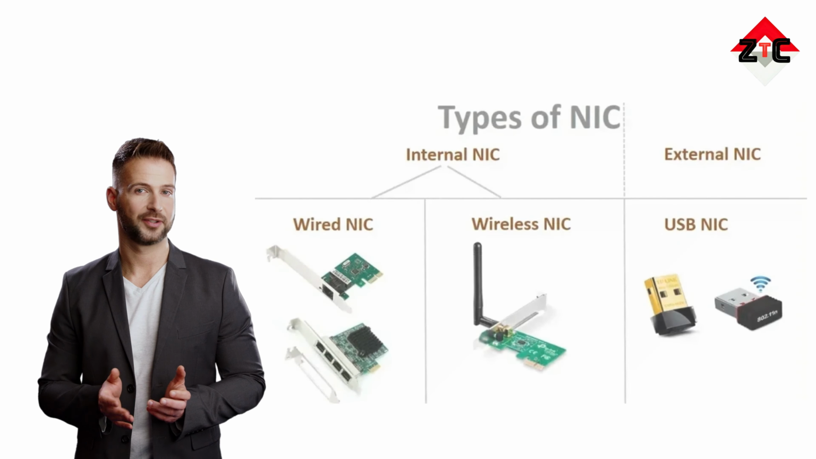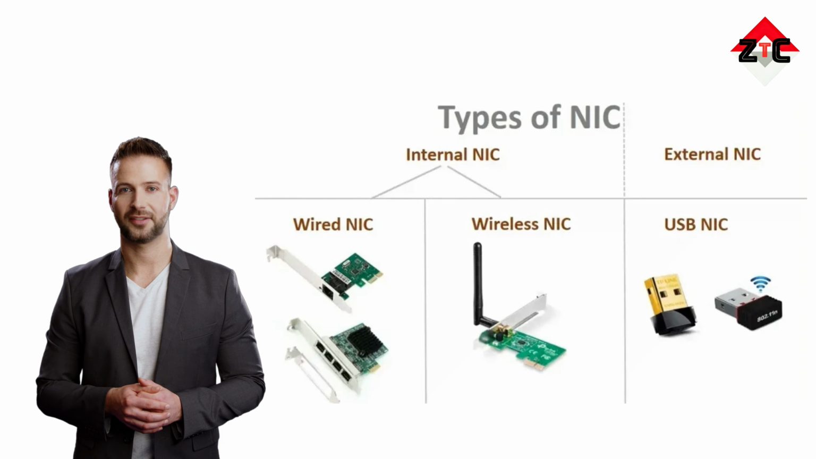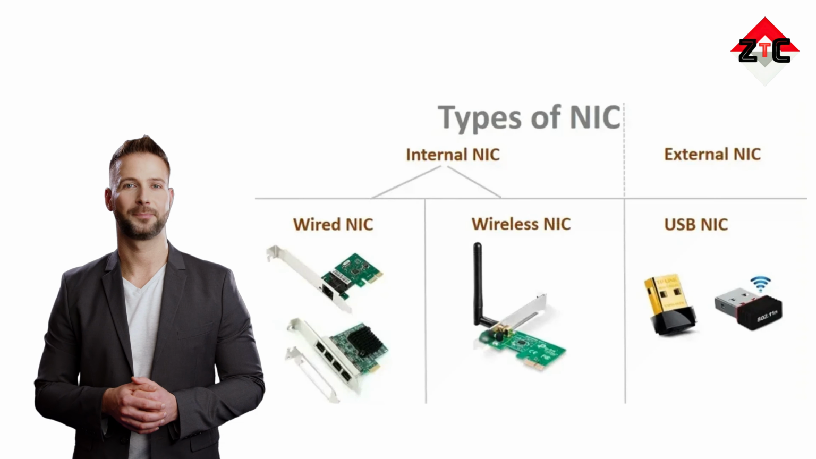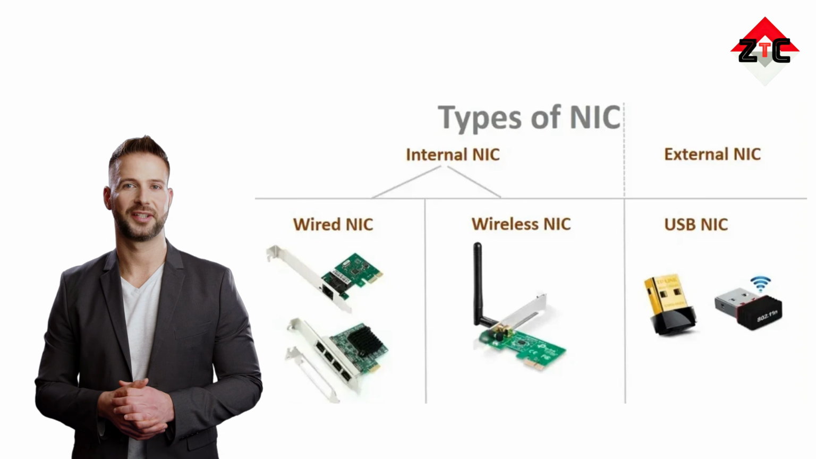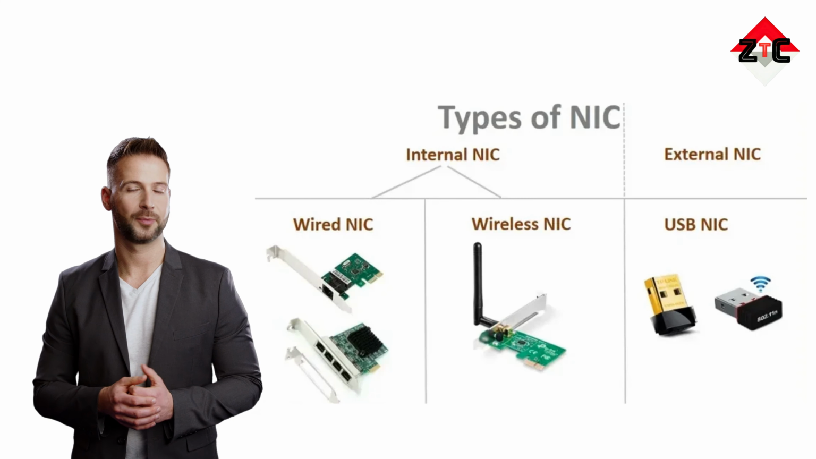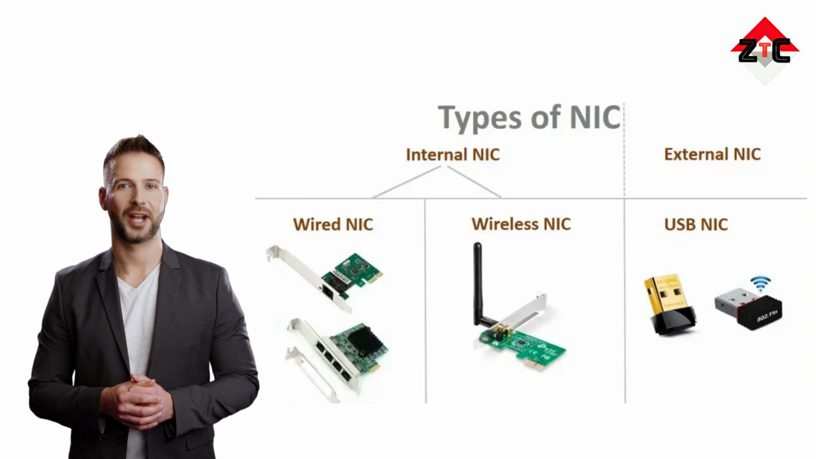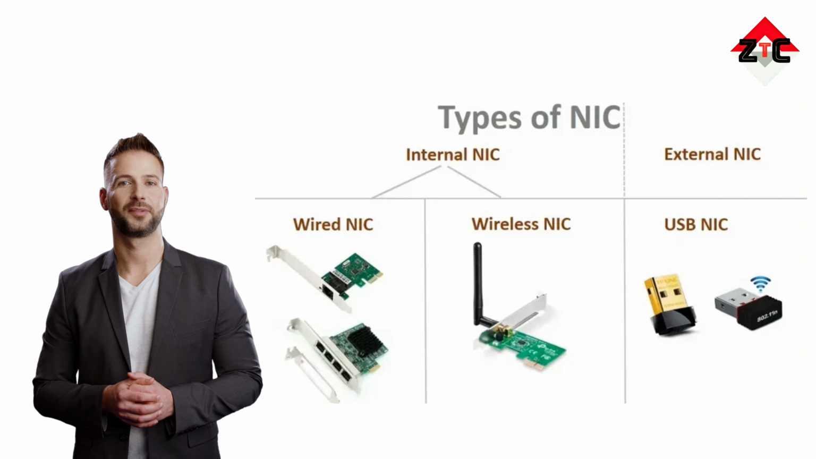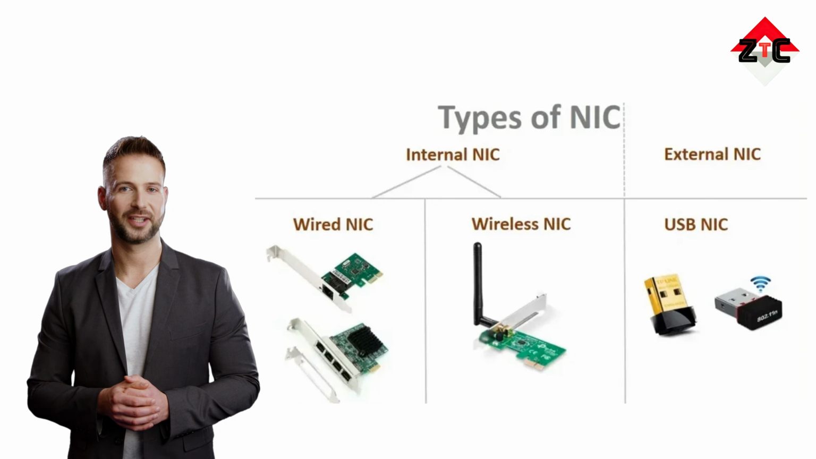Types of NIC cards. Wired NIC. It connects to the network using a physical cable, such as an Ethernet cable. It is a common and widely used type of NIC in desktop computers, servers, and other devices that require high-speed and reliable network connectivity. Wired NICs can provide high-speed network connections with low latency, making them suitable for applications that require large data transfers, real-time communications, and online gaming. They are also typically more reliable than wireless NICs, as they are not subject to interference or signal loss.